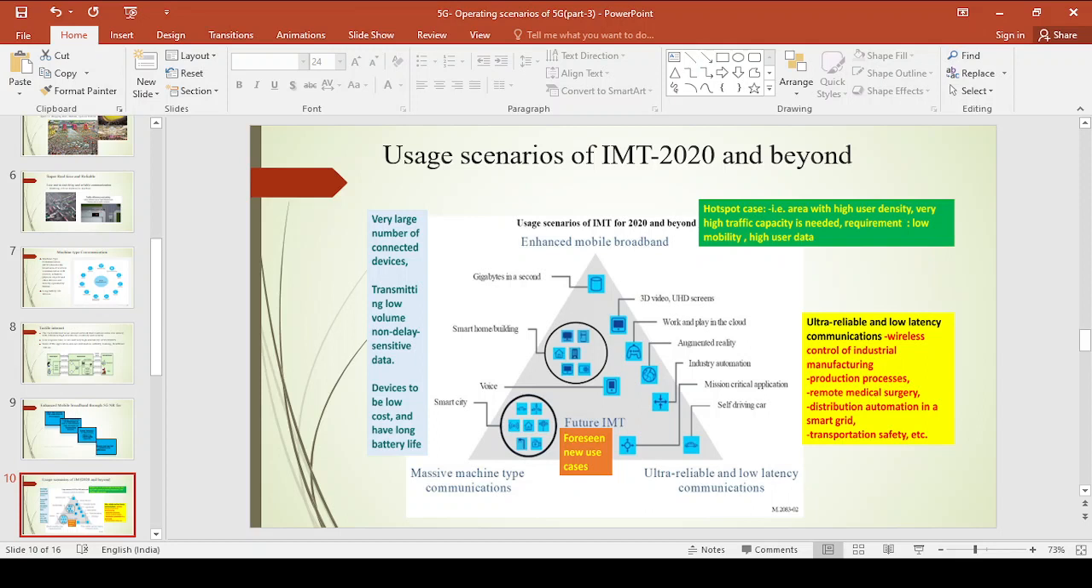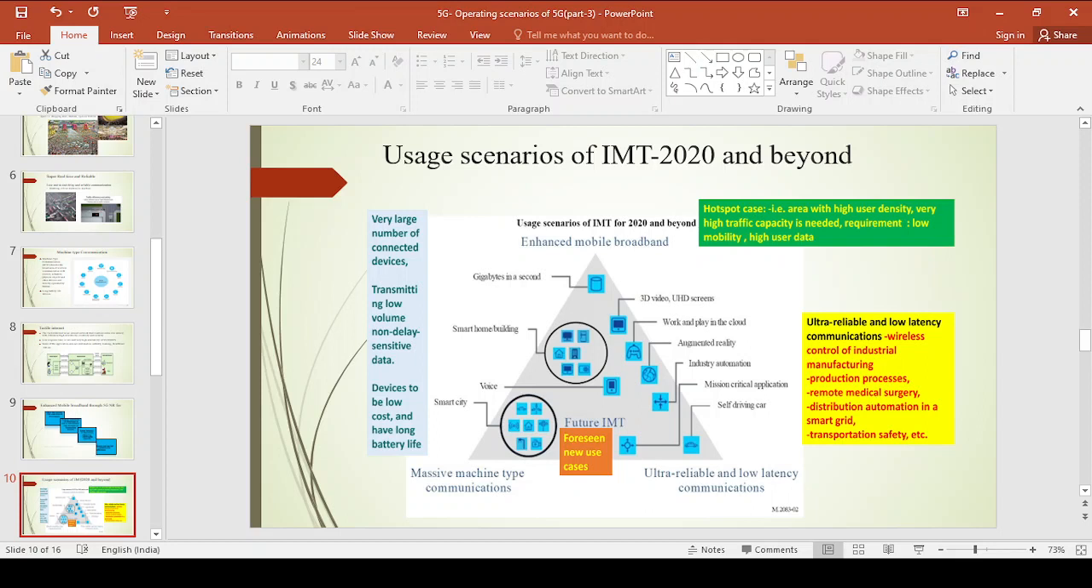Now coming to the first module of usage scenarios of IMT 2020, we have enhanced mobile broadband. Now this enhanced mobile broadband, we require in the area with high user density and very high traffic capacity, low mobility and high user data, right? These are the places where we require enhanced mobile broadband. Now coming to the ultra reliable and low latency communication, some applications where we require it include wireless control of industrial manufacturing, production processes, remote medical surgery, distribution automation in a smart grid, and transportation safety, etc. These are the places where the usage scenario of ultra reliable and low latency communication can be used.